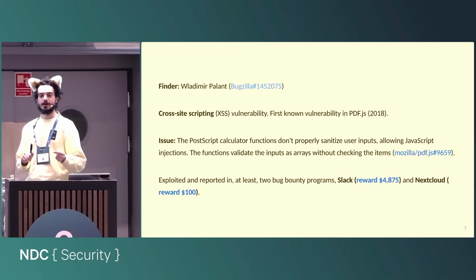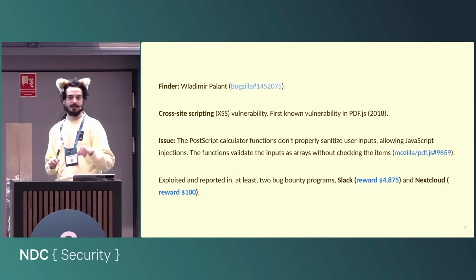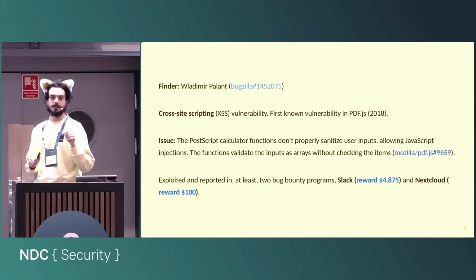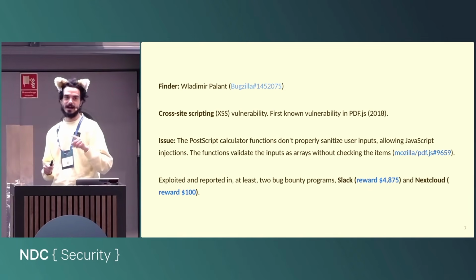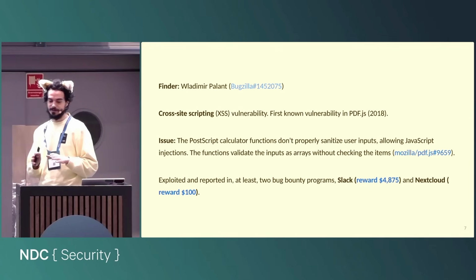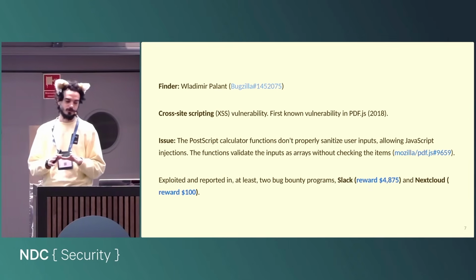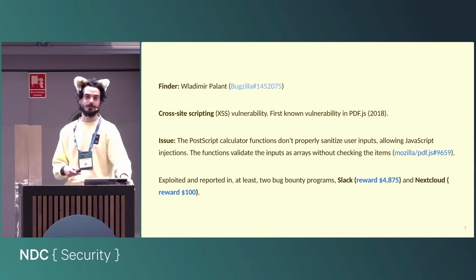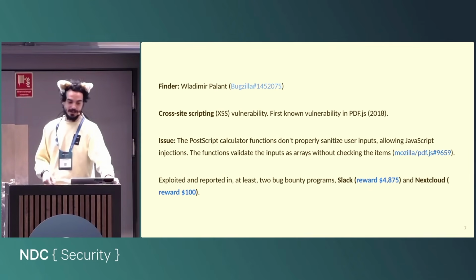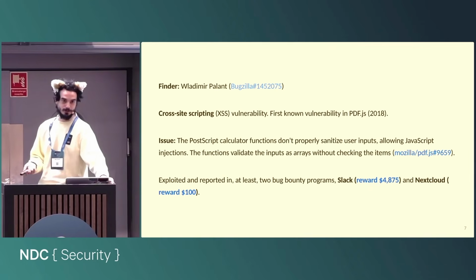But in the array, there are items, and the PDF.js library didn't check every item. So the array should be an integer array, but in reality, you can add any sort of item. And then the item can be used to inject code.